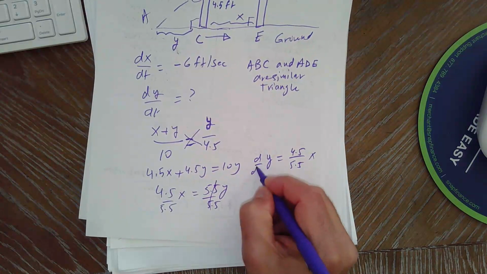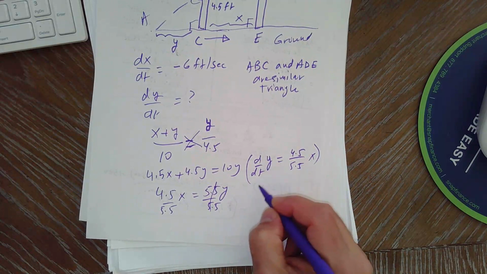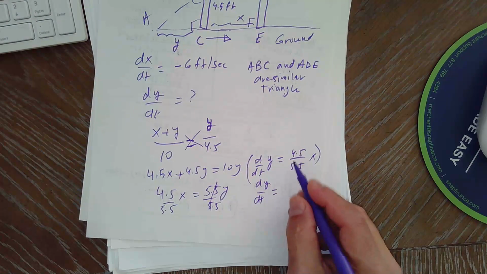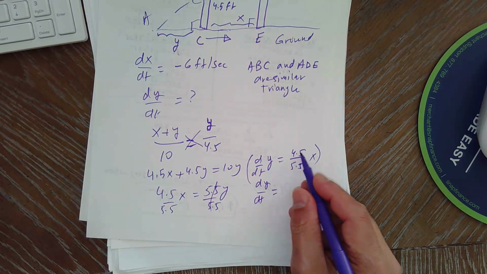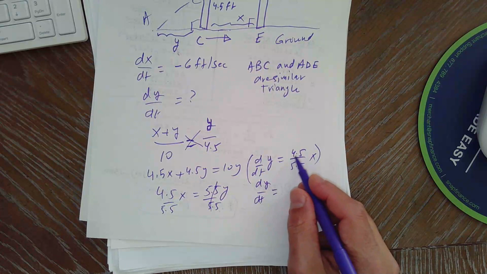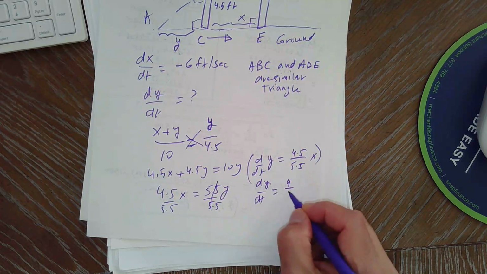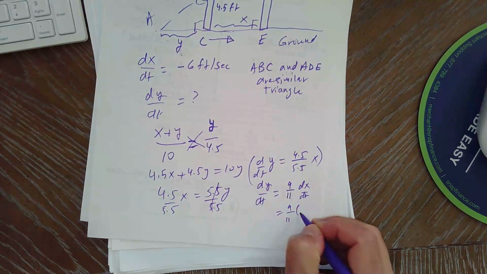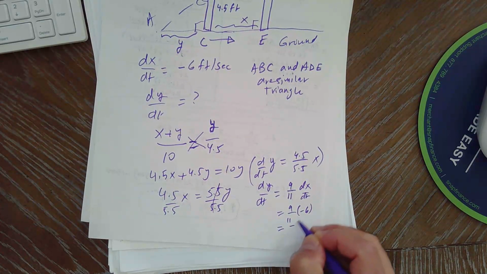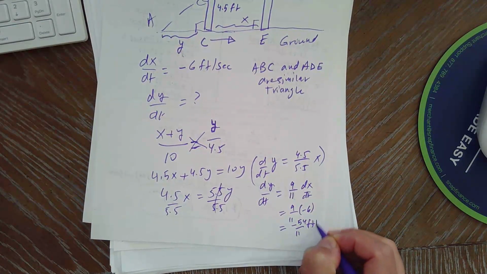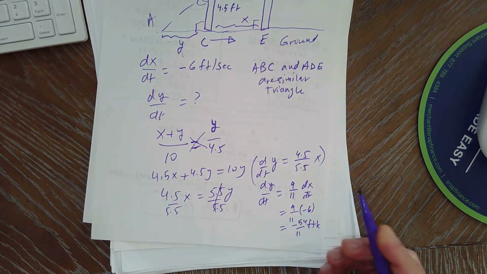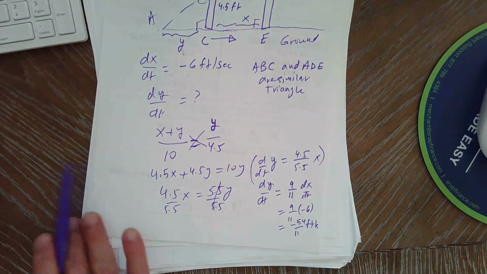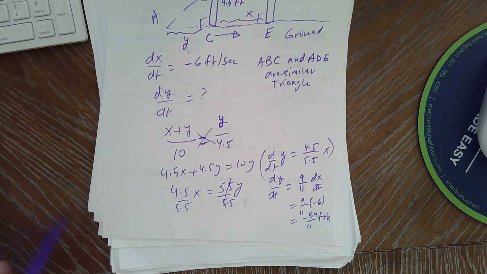If we differentiate with respect to t, we get dy by dt equals 45 over 55, because we can times by 10. So divide by 5 is 9, divide by 5 is 11, dx by dt. So 9 over 11 times negative 6, which is negative 54 over 11 feet per second. So you can see that that shadow is shrinking at a rate of 54 over 11 feet per second, which is about 4.9 feet per second.